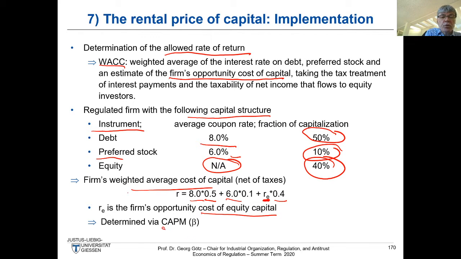And those of you who have taken a finance course hopefully have run across the CAPM, the so-called capital asset pricing model, where you can determine the so-called beta, which gives you the company-specific risk, and therefore allows you to determine the risk-adjusted rate of return. Okay, that's what you do, and that's actually what the Bundesnetzagentur does.